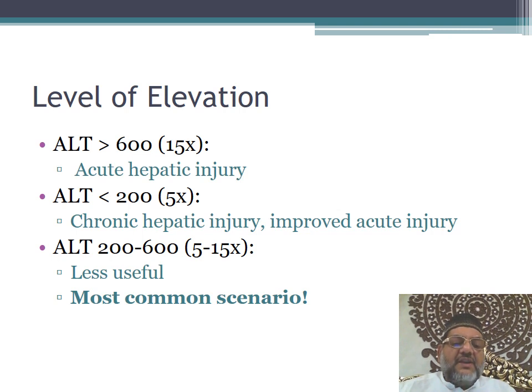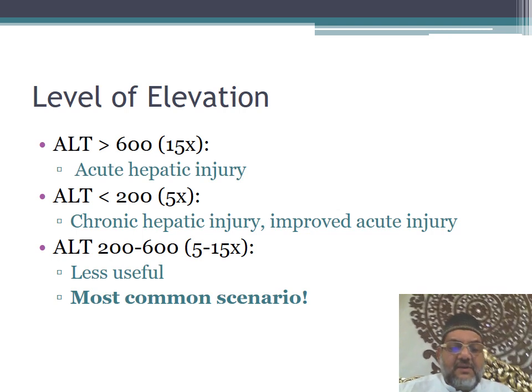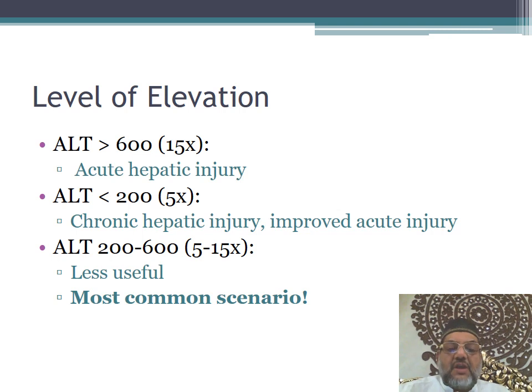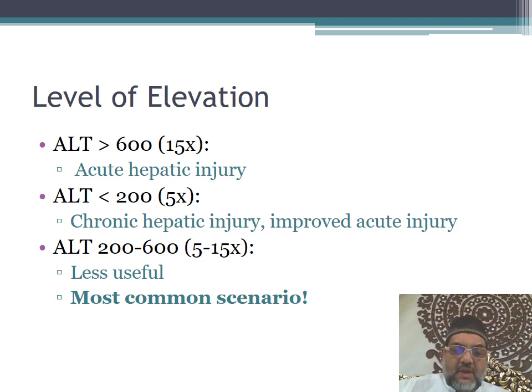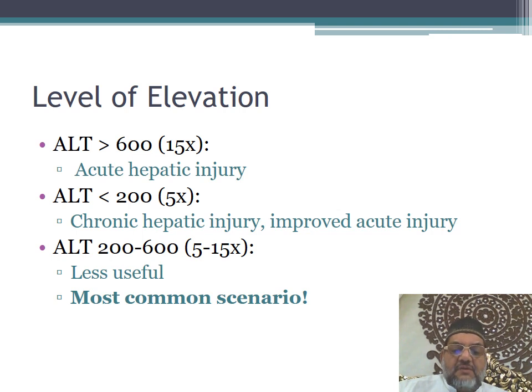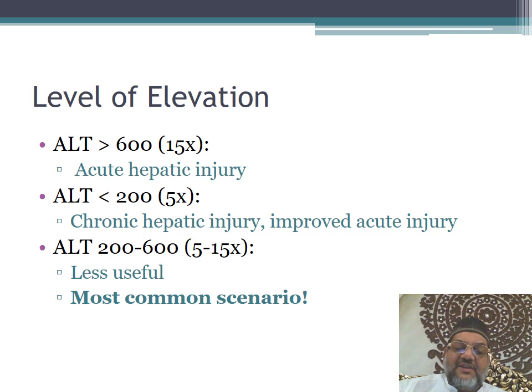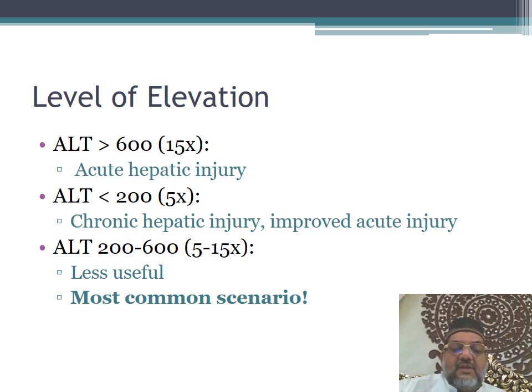Now, if ALT is greater than 600, basically it is showing an acute hepatic injury. If ALT is less than 200, it could be seen in chronic hepatic injury. It can also be seen in an improving acute injury, and it can also be seen in a recent acute injury when the enzymes have just started elevating.